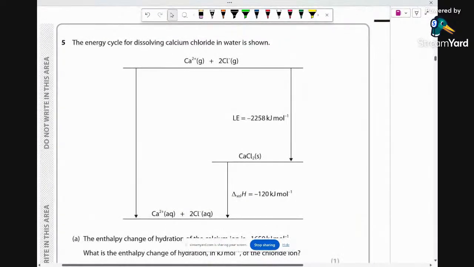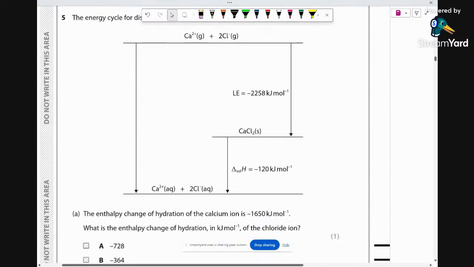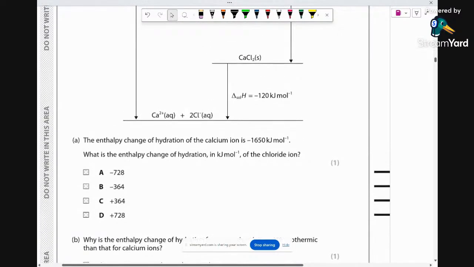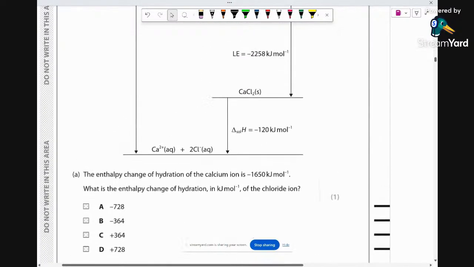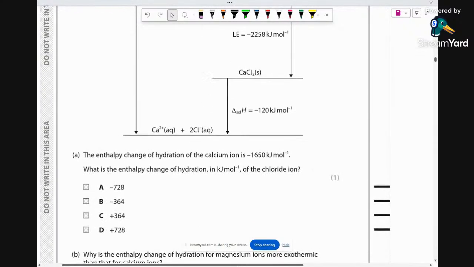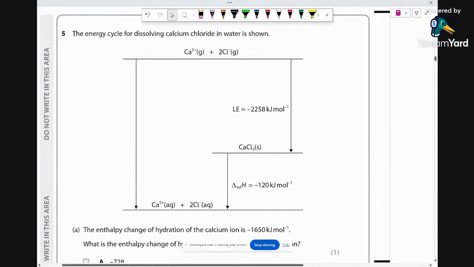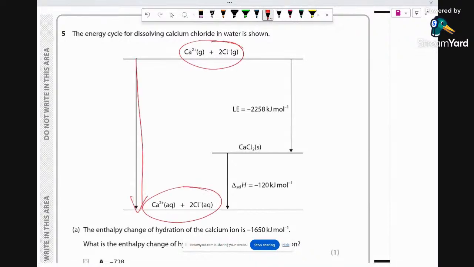Okay, so the energy cycle for dissolving calcium chloride is shown. This is like a Haber version of a Hess cycle, by the way, but it's the same premise. The enthalpy change of hydration for the calcium ion is... So just to explain what's going on here, we're going from 2 gaseous ions to 2 aqueous ions. This is the line that's doing that. Now, that line is technically a couple of pieces of data. So what we've actually got here is part of the line.